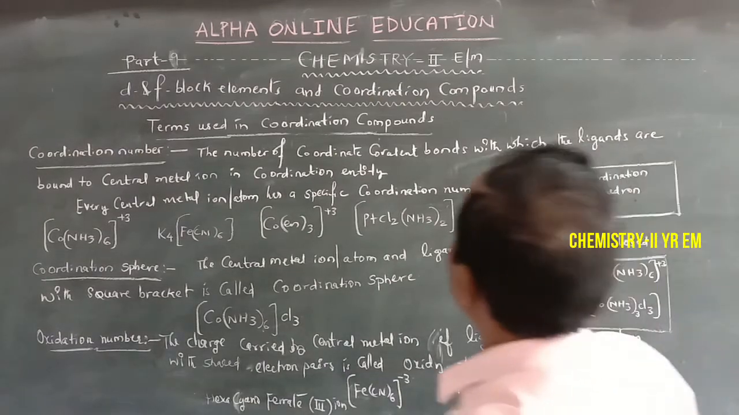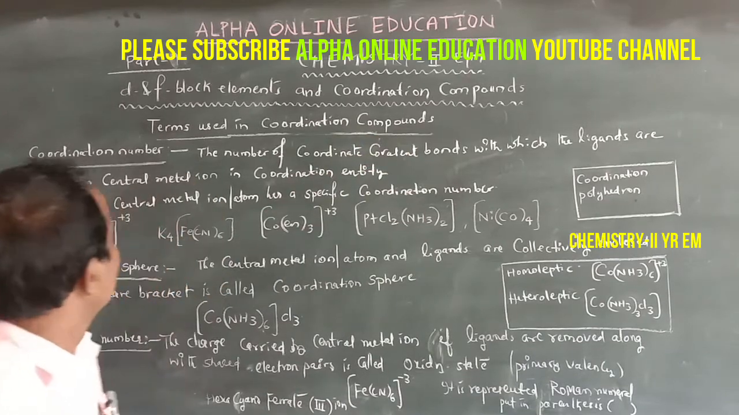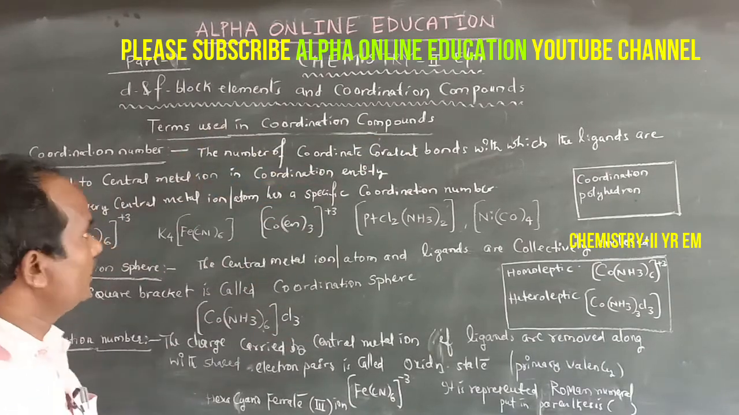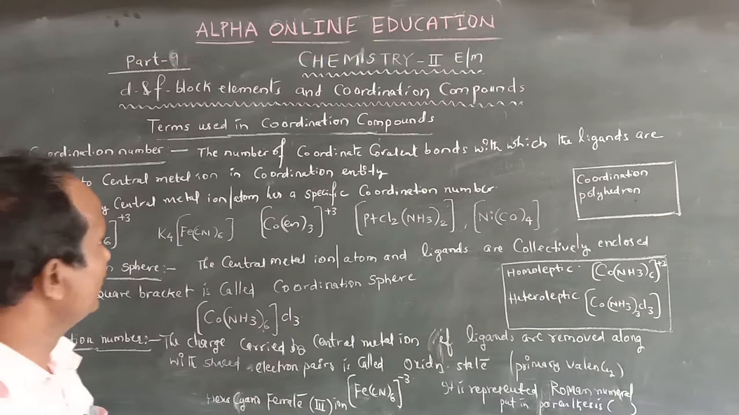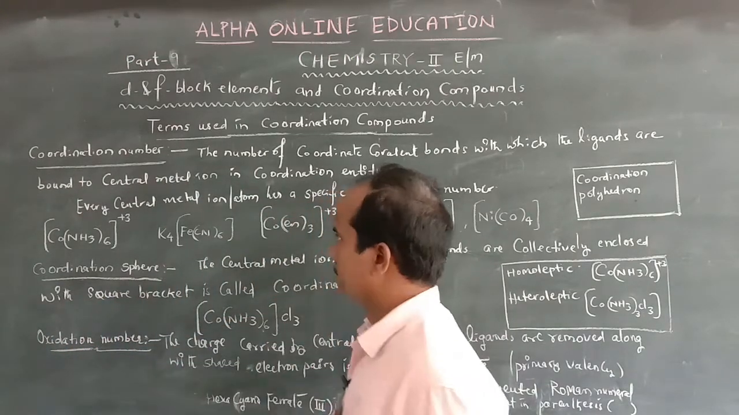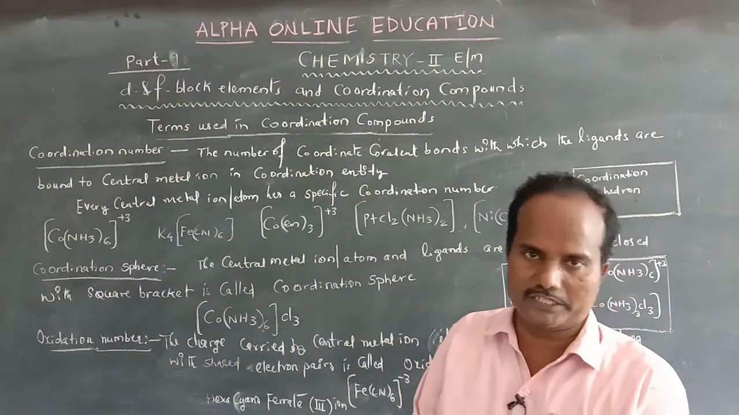So good morning. The chemistry second year English medium, d and f block elements and coordination compounds. So the topic is terms used in coordination compounds. Coordination number. So what is meant by coordination number?